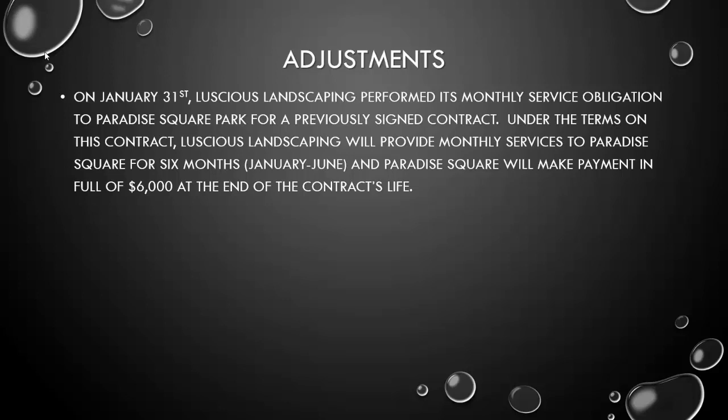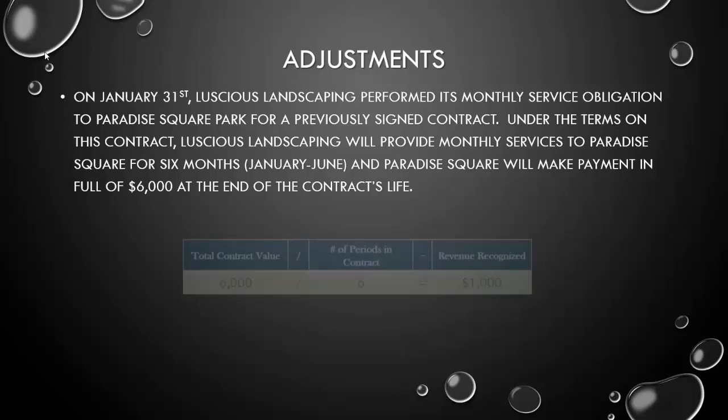In our next adjustment here, we have that on January 31st, Luscious Landscaping performed its monthly service obligation to Paradise Square Park for a previously signed contract. Under the terms of this contract, Luscious is going to provide monthly service to Paradise Square for 6 months, the period from January to June, and Paradise Square is going to make payment in full at the end of the contract's life. Well, what's the entry for this?